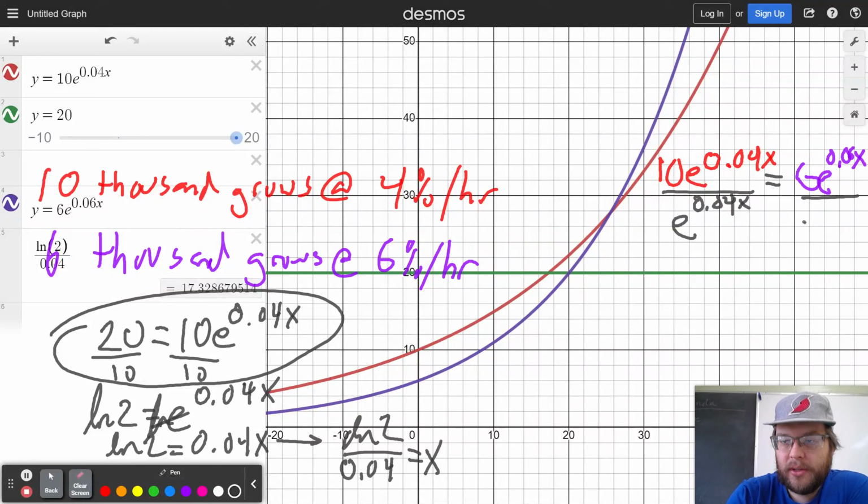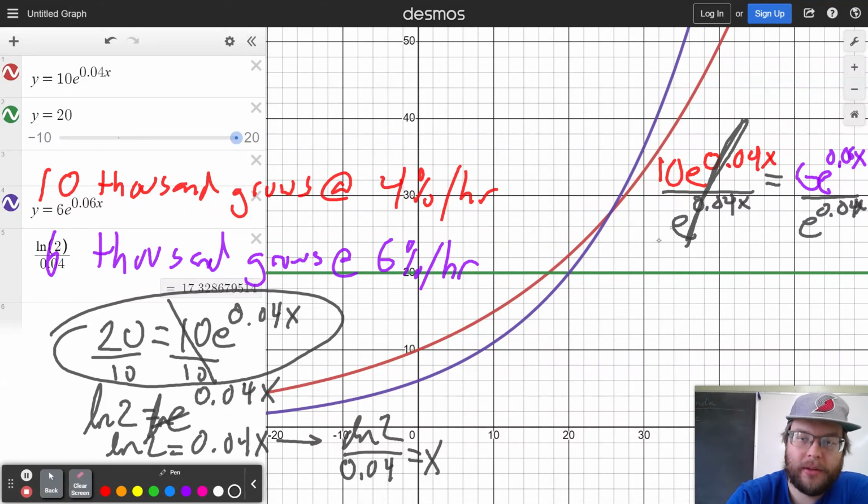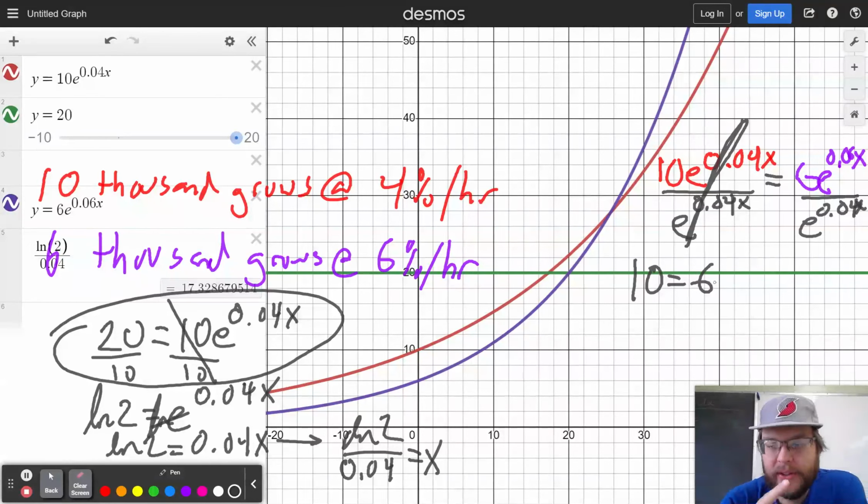If you divide something by itself, it crosses out. So like in this example here that I did earlier, 10 divided by 10 crossed out the 10s from the problem. My new example, e to the 0.04x, crosses out with the other e to the 0.04x. So now I have 10 equals 6, and I can't cross out those e's because the exponents don't match up. The top exponent is bigger than the bottom exponent.